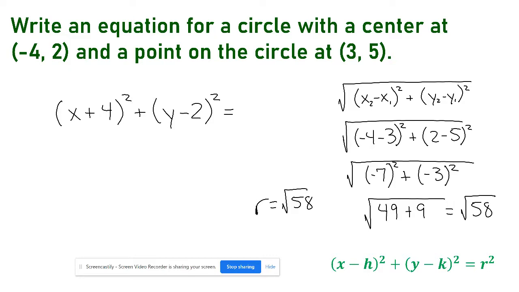Now I could figure out approximately what the square root of 58 is. It's 7 point something, but I don't really need to worry about that, because to make my equation, all I need to do is take that number and square it. If I take the square root of 58 and square it, the square and the square root cancel out. It's just plain old 58. So that's what's going to go right here. Square roots are actually kind of our friend when we're doing these circle equations. So that's going to be our equation. Our radius squared would end up being 58.